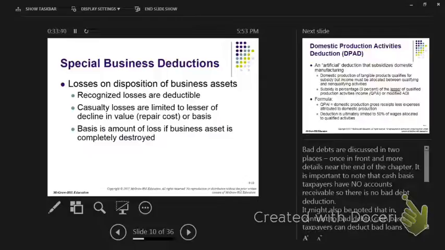Now there are a few special business deductions, losses on the disposal of business assets. So when you recognize the loss, it's deductible, meaning when the loss happens, it's deductible. Casualty losses are limited to the lesser of either the actual decline in value or repair cost, or the basis.